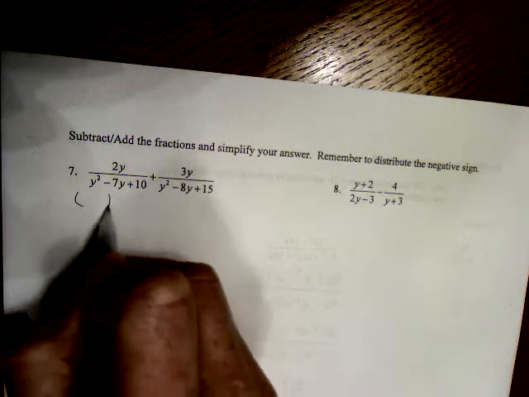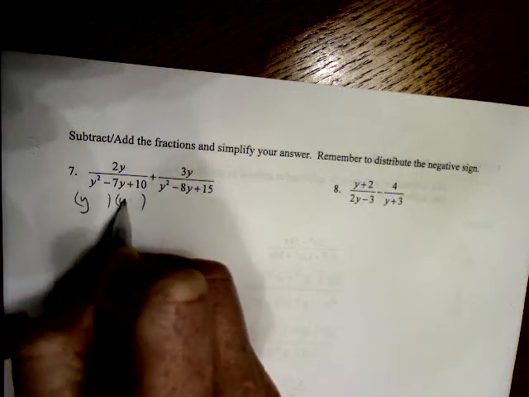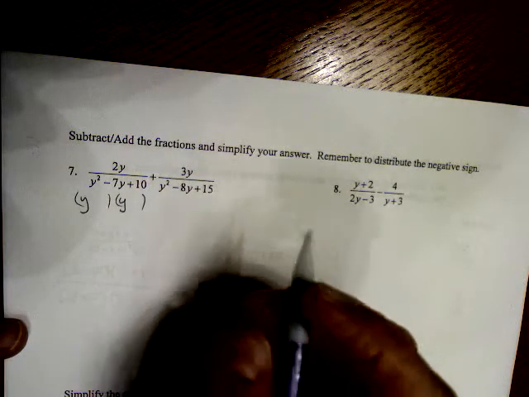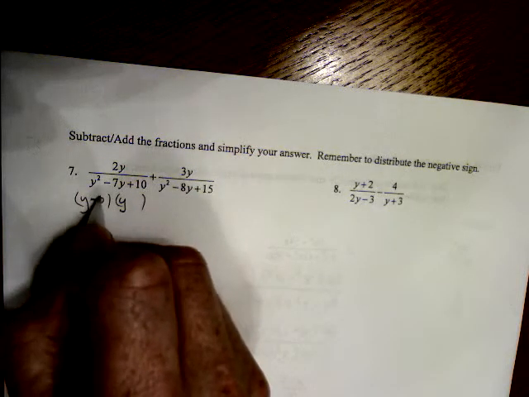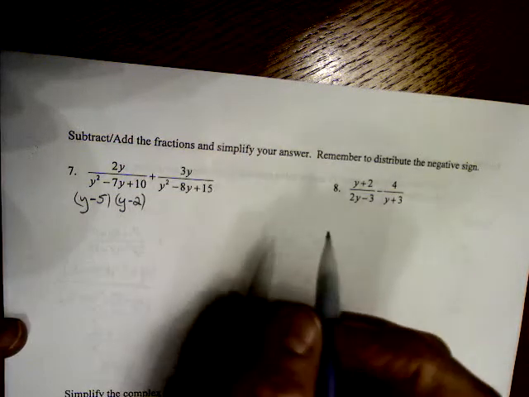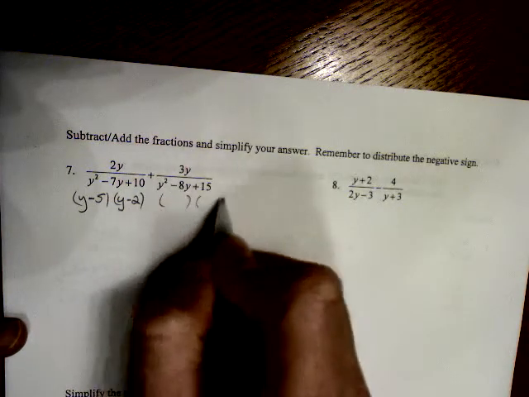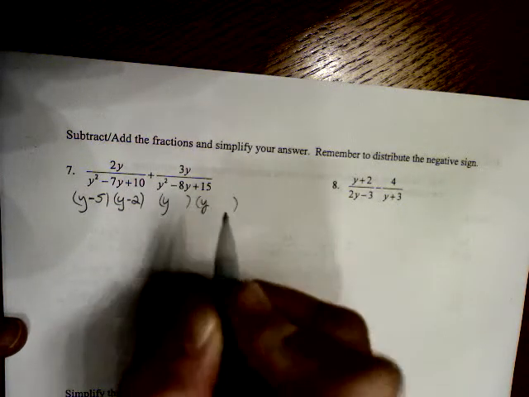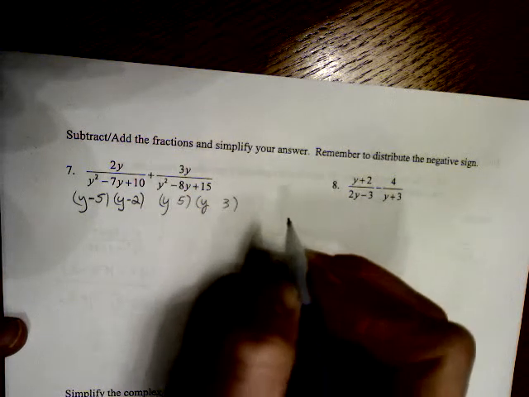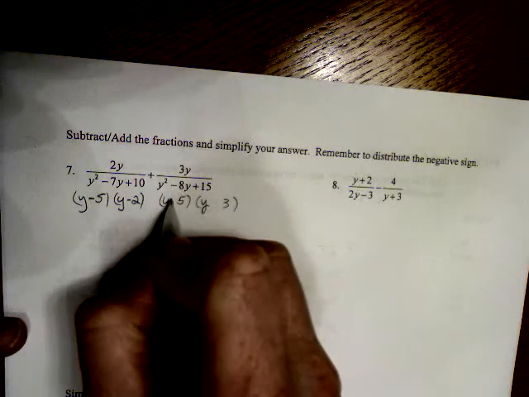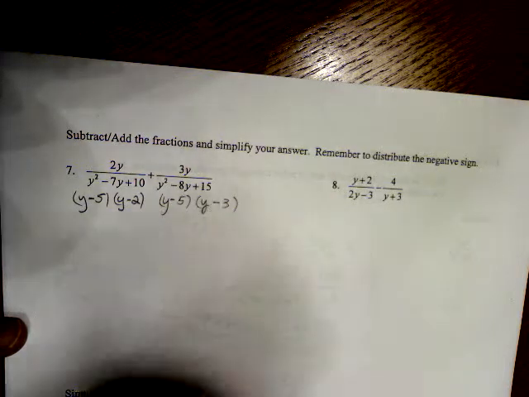So we will factor this denominator, y squared minus 7y plus 10. Let's see, we need factors of 10 that add to negative 7. So that will be a negative 5 and a negative 2. And then we will factor this denominator. We're going to need a 5 and a 3 to get us 15, and that will add to a negative 8 if they are both negative.